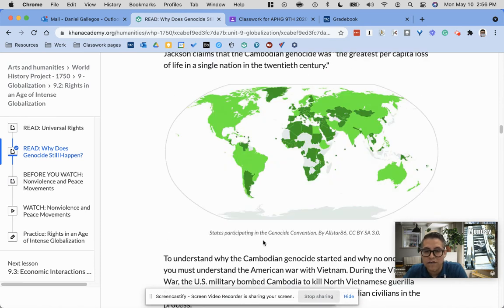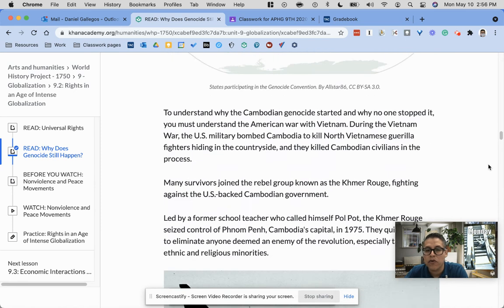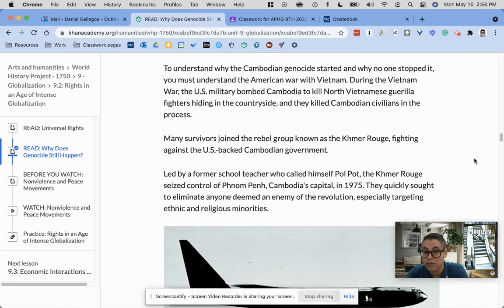This is a map of all of the states, by the way, that have participated in that genocide convention of the UN. These are the countries that promised not to kill people within their borders. Okay? And many of these countries still did it regardless. To understand why the Cambodian genocide started and why no one stopped it, you must understand the American war with Vietnam. During the Vietnam War, the US military bombed Cambodia to kill North Vietnamese guerrilla fighters that were hiding in the countryside. And they killed Cambodian citizens or civilians in the process.